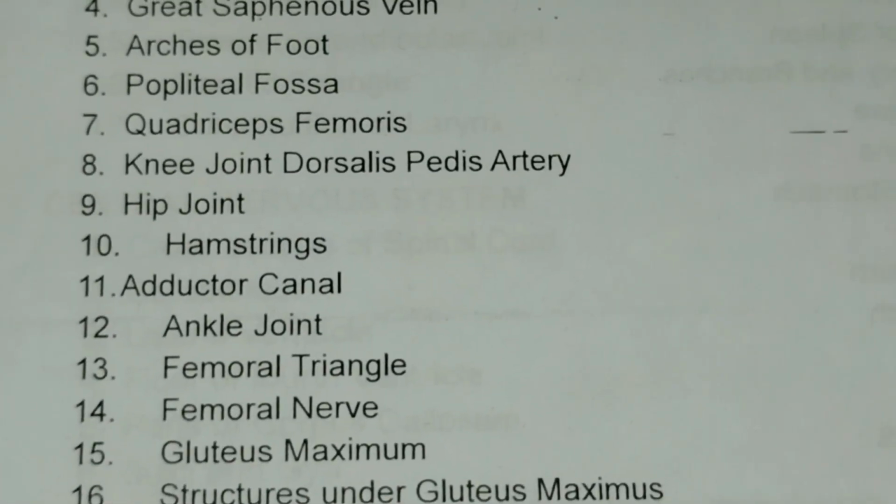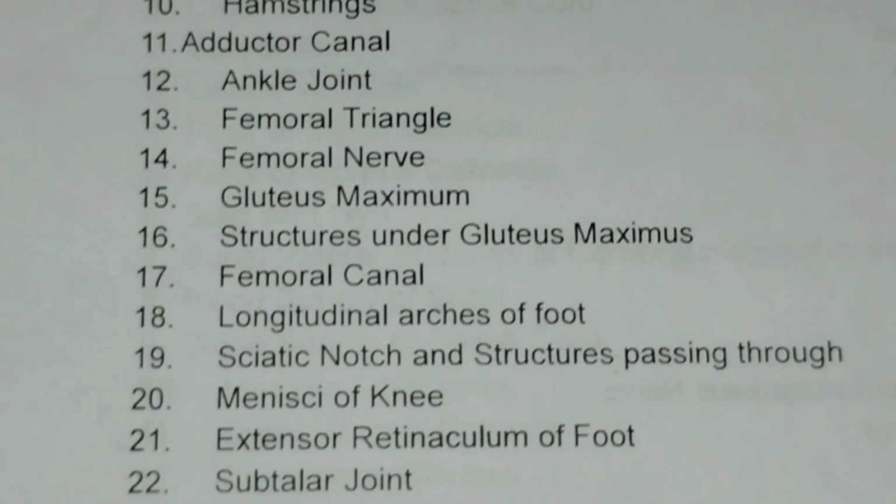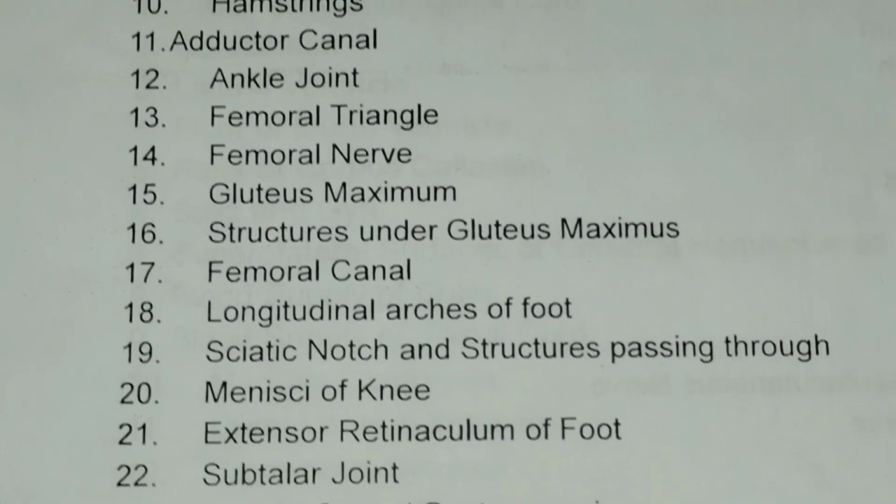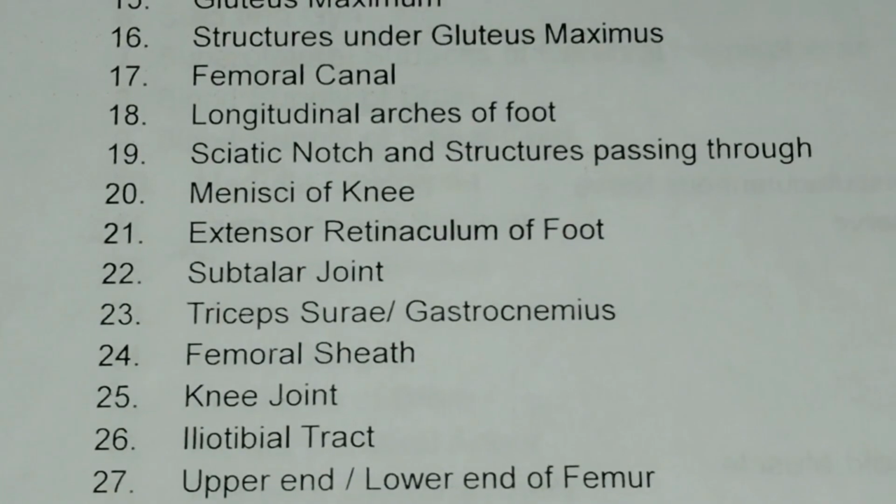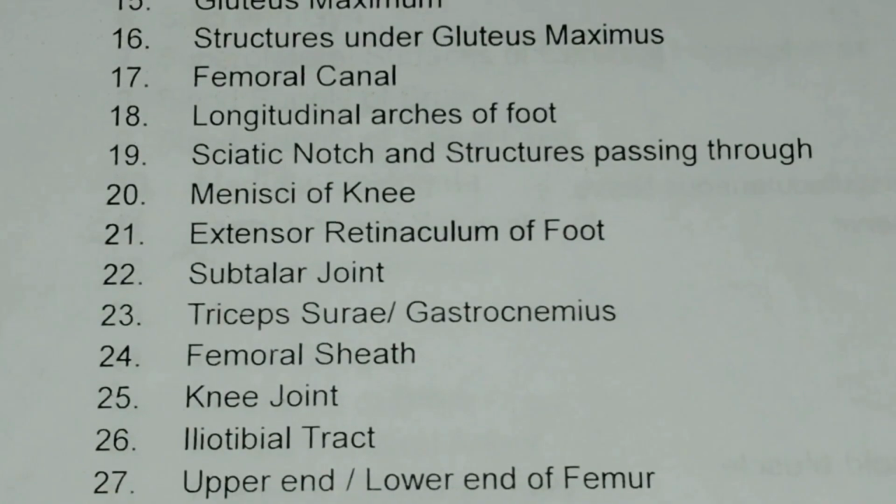triangle, 14th one femoral nerve, 15th one gluteus maximus, 16th one structures under gluteus maximus, 17th one femoral canal, 18th one longitudinal arches of foot, 19th one sciatic notch and structures passing through it, 20th menisci of knee, 21st extensor retinaculum of foot, 22nd subtalar joint, 23rd triceps surae or gastrocnemius, 24th femoral sheath, 25th knee joint, 26th iliotibial tract, 27th upper end and lower end of femur, 28th tibia.